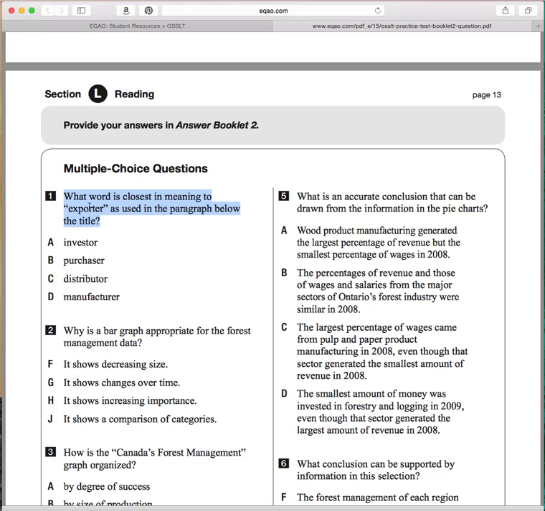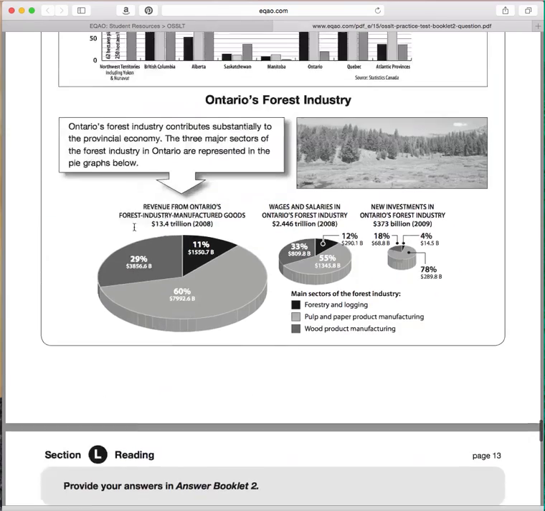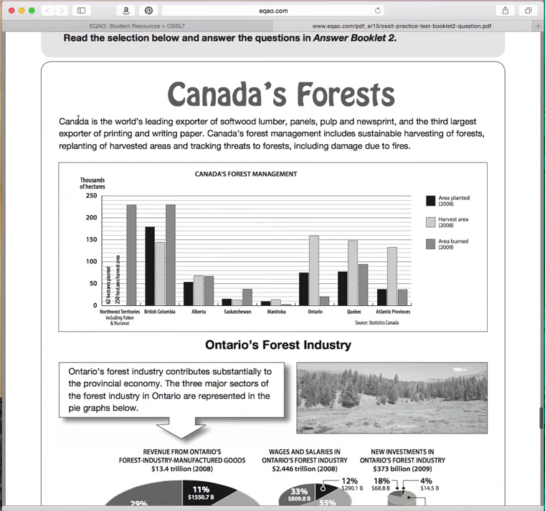So you can see here, they're drawing our attention. They're asking us, what word is closest in meaning to exporter, as used in the paragraph below the title? So that's going to guide our reading. Below the title, I'm going to read this paragraph. Canada is the world's leading exporter of softwood lumber, panels, pulp, and newsprint, and the third largest exporter of printing and writing paper. There's that word.